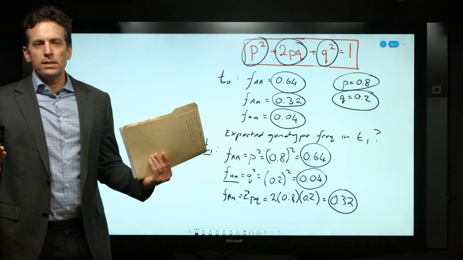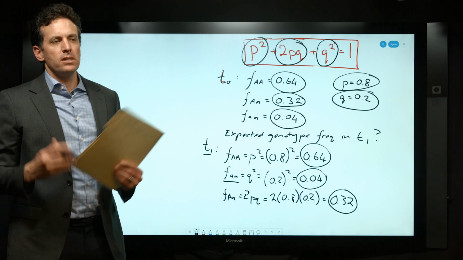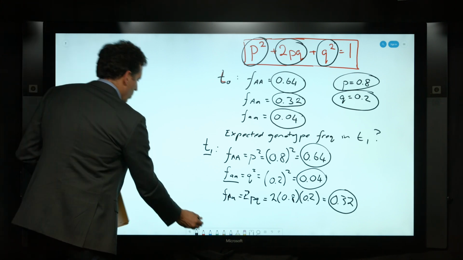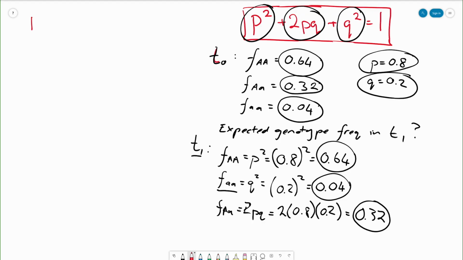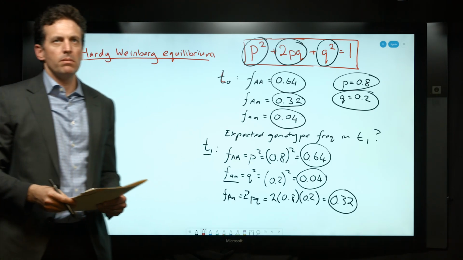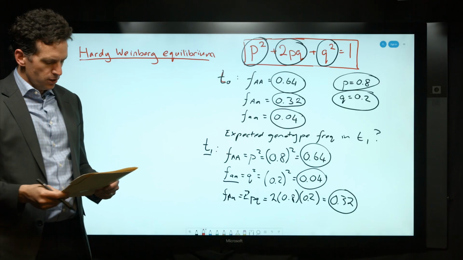And why is this the case? Because this population is literally in equilibrium. And so this is what we define as Hardy-Weinberg equilibrium: when the population is literally in equilibrium, such as we observe with this population now.